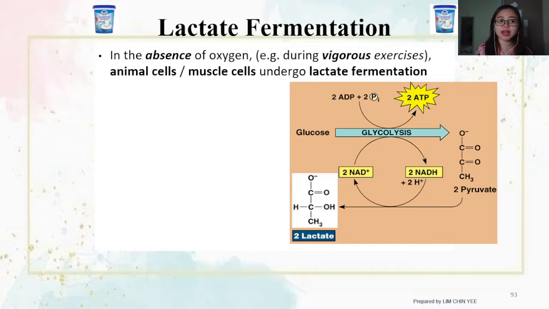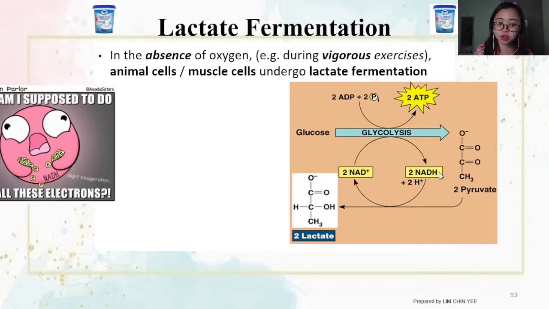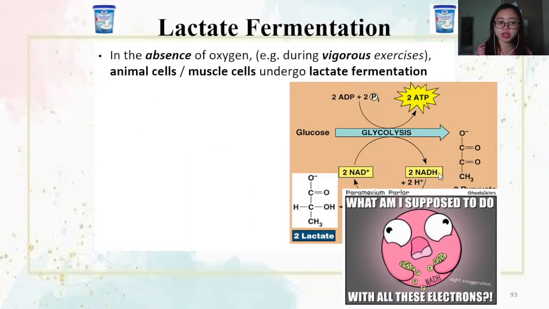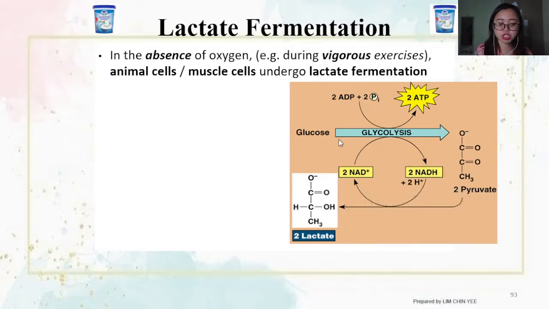Tapi, dalam lactate fermentation, dua NADH ini tidak akan melalui ETC. So this is now extra electrons that has nowhere to go. So when you have extra electrons with nowhere to go, you would do lactate fermentation, where you're going to take that pyruvate and you're going to take those extra electrons and put it into the pyruvate so that your NADH goes back to NAD plus and your pyruvate becomes lactate.